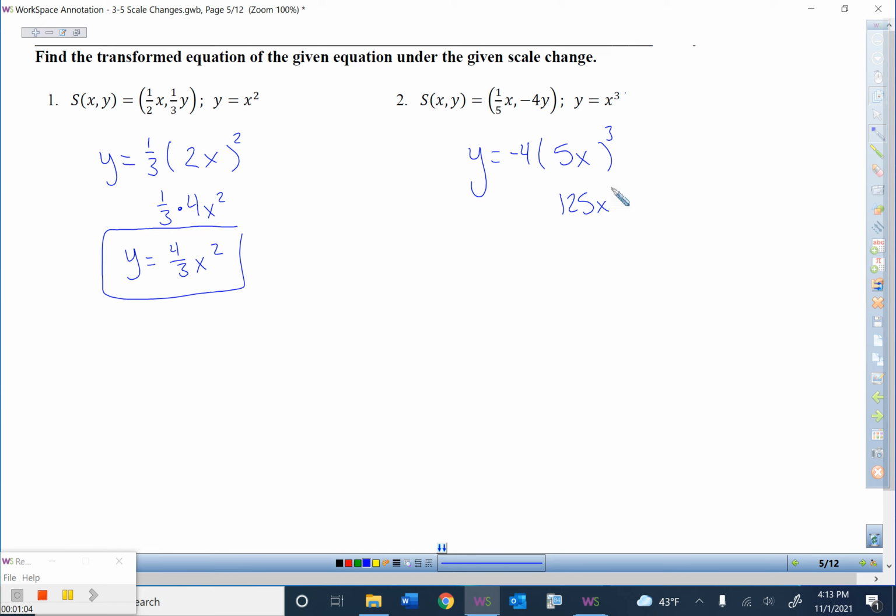The x cubed just comes down, and then we have to multiply that by a -4. Okay, you can think about this as 4 times 100 is 400. 4 times 25 is another 100, so we've got 500 total. And then our x cubed comes down. And that's it.